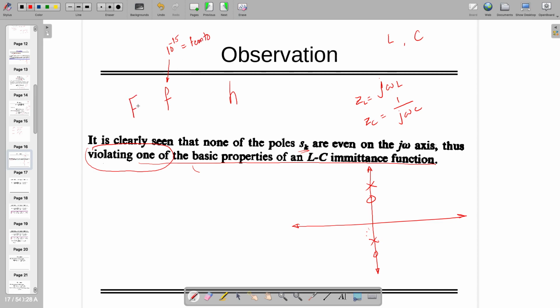But capital F is equal to Faraday. Capital H is Henry. Right?